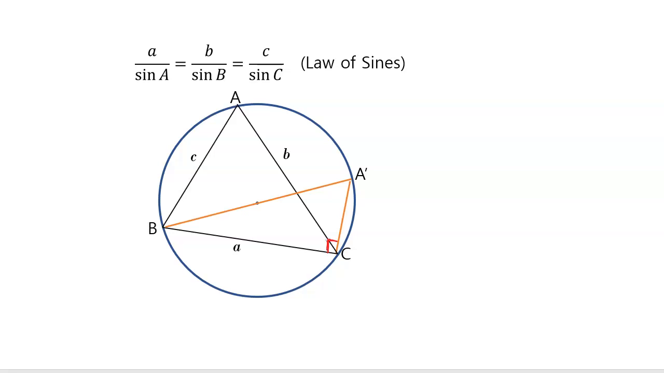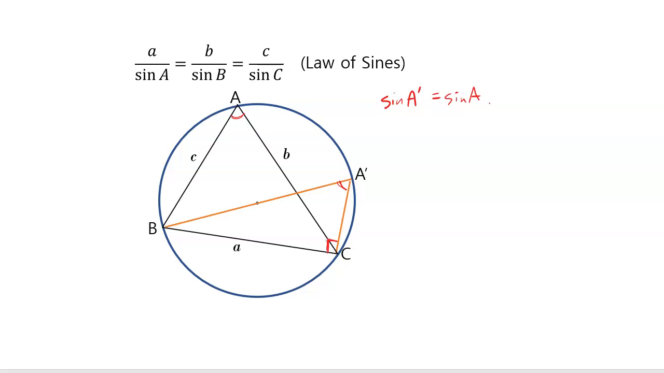Moreover, we learned from circle geometry that this angle and this angle have the same measure, because the measure of this arc is the same for both. Both are opposite this arc, and since they have the same measure, these two angles must be the same. So sine of A prime, since A prime and A are the same angle, is the same thing as sine A.